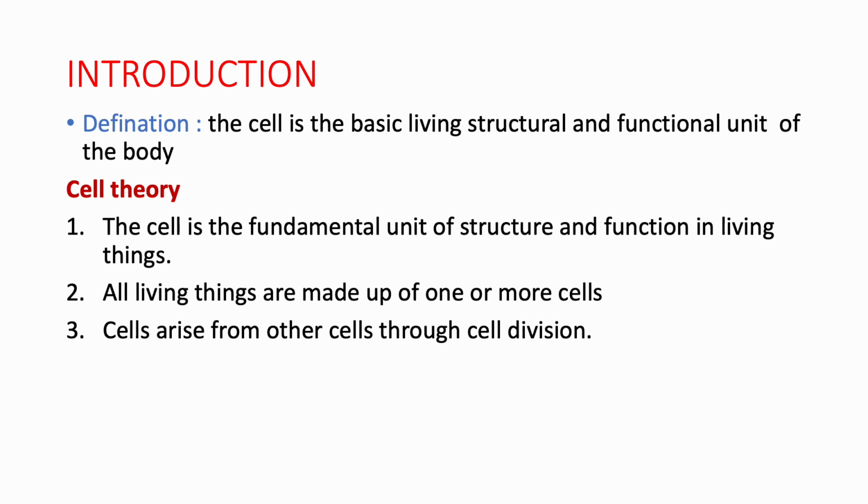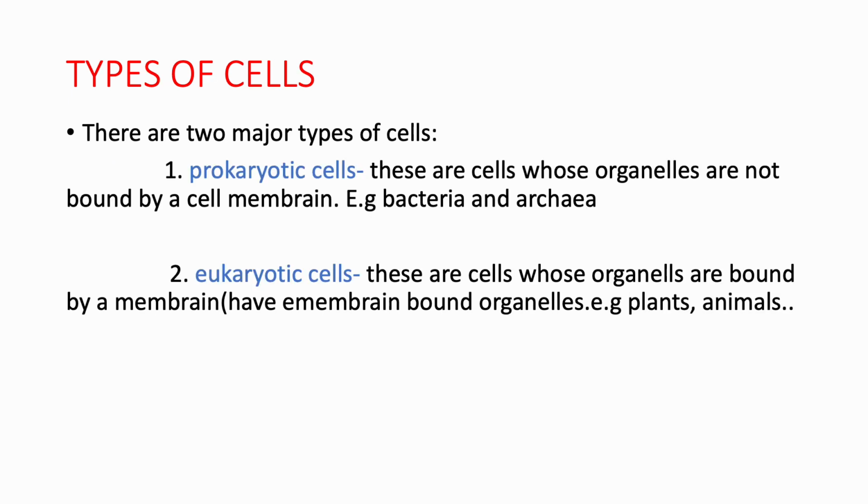There are 3 cell theories. Number 1, the cell is the fundamental unit of structure and function in living things. All living things are made up of one or more cells. Then cells arise from other cells through cell division.